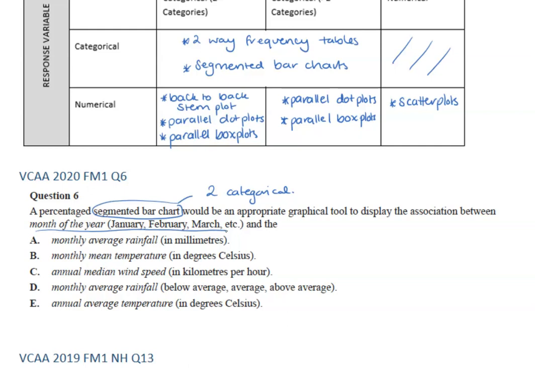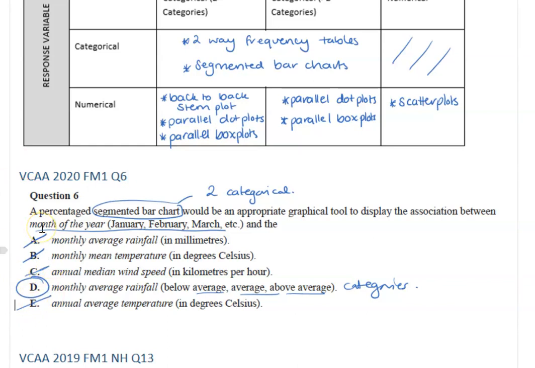And so if we look here, we've got average rainfall in millimetres. No, that's numerical. B, the monthly mean temperature in degrees Celsius, another numerical variable. The annual median wind speed in kilometres per hour, again, another numerical variable. D, monthly average rainfall given as below average, average and above average, which is splitting them into categories. So that's a possible answer there. And just checking E, the annual average temperature in degrees Celsius, again, numerical. So that means D is our best option.